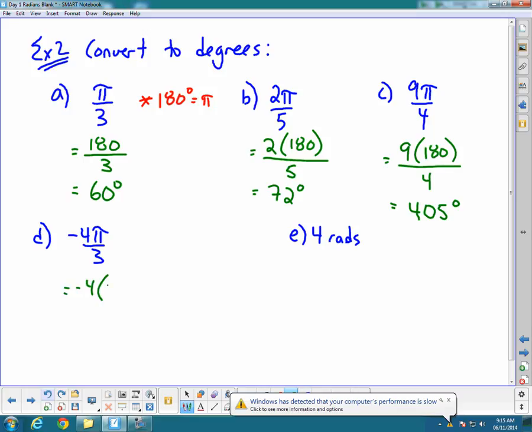For the math, it's really easy. We still just go negative 4 times 180 over 3. So you go 4 times 180, get a number, divide by 3, and we get negative 240 degrees. Okay. And as we predicted, that is more than 180 degrees in the opposite direction.